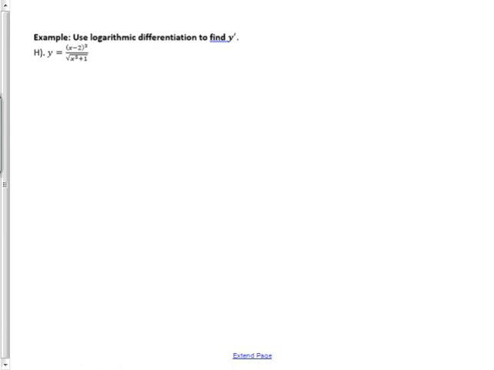All right, use logarithmic differentiation to find y prime. First thing I'm going to do is follow my step 1. It says take the natural log of both sides. So natural log of y equals the natural log of this thing, x minus 2 squared, and I'm going to go ahead and write it as x squared plus 1 to the 1/2. Okay? All right, now step 2 is to use properties to rewrite it and expand.